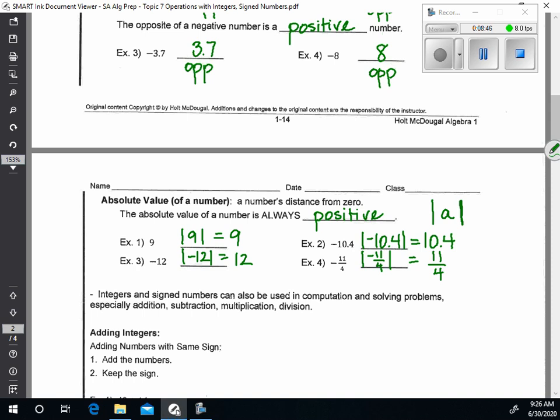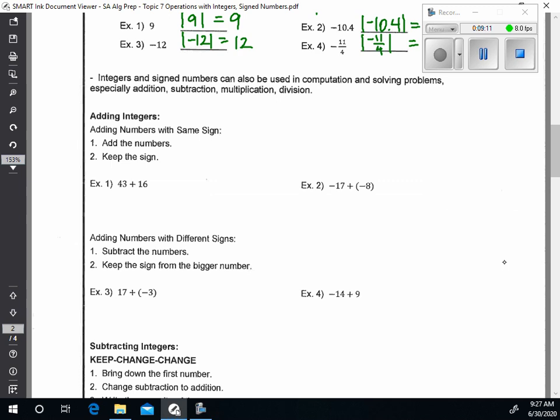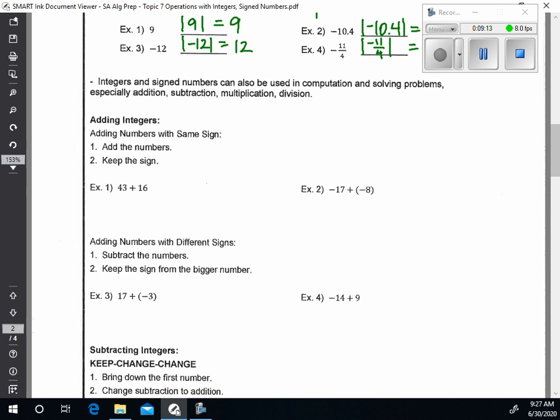So opposites and absolute values do come up a lot as we navigate through algebra, especially when we get into exponents, square roots, and order of operations, which will be what we will tackle next time. However, now we delve into adding, subtracting, multiplying, and dividing integers. So there are definitely different situations depending on what you're being asked to do. So we're going to start with adding.